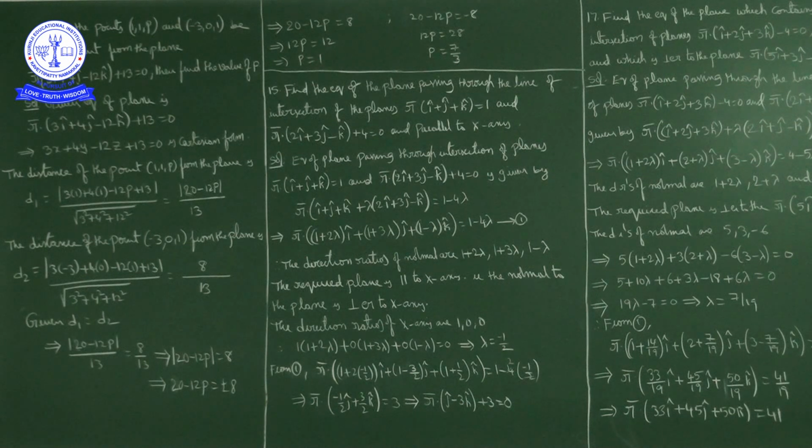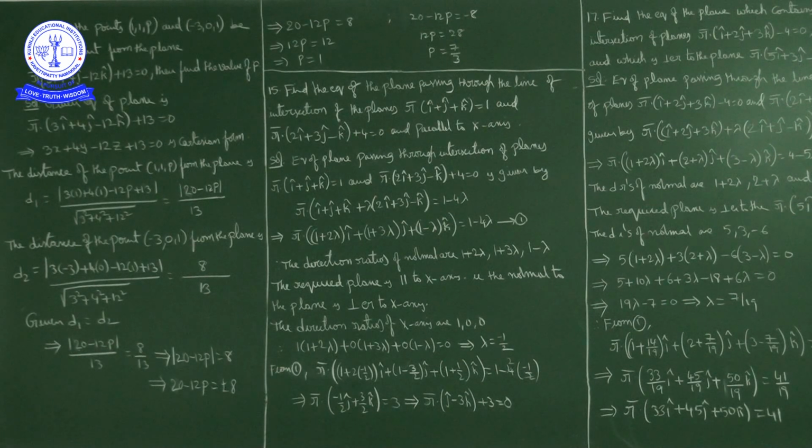If 20 minus 12p is equal to minus 8, 12p is equal to 28, p is equal to 28 by 12, 4 cancelling numerator and denominator, p value is 7 by 3. So what are the values of p? Either p is equal to 1 or p is equal to 7 by 3.